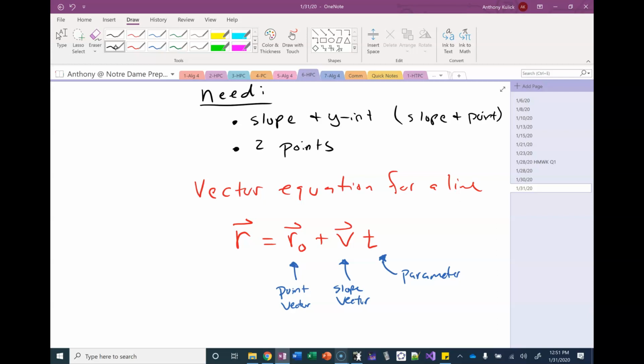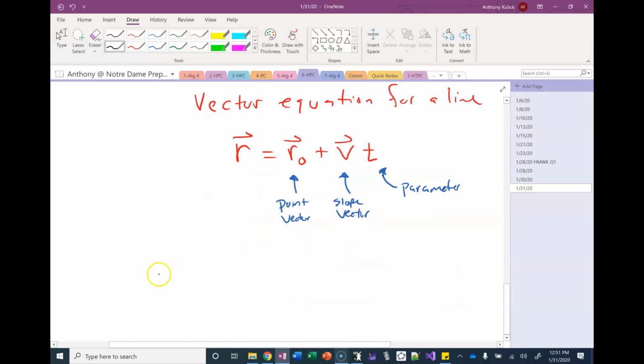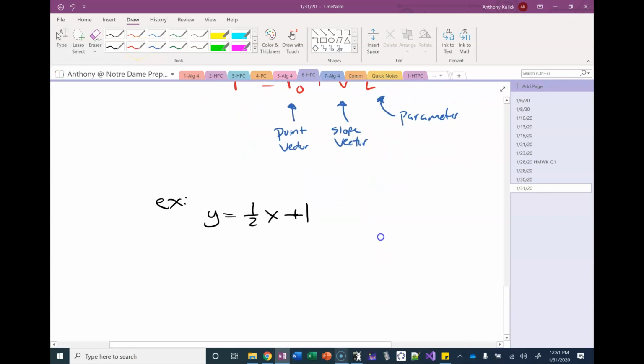Okay. So let's look at an example. Let's say we have the line y equals 1/2 x plus 1. And we want to write the vector line equation for this. The first thing I'm going to do is identify the slope for this line. The slope for this line is 1/2. Great.